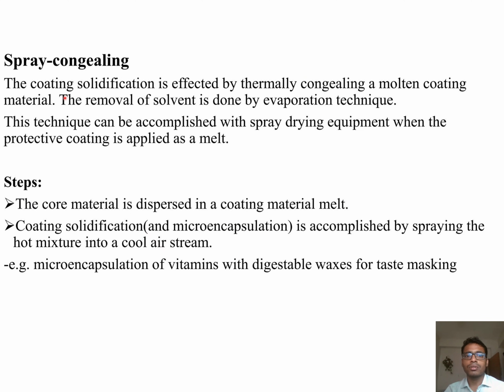In spray congealing, the coating solidification is affected by thermally congealing a molten coating material. The removal of solvent is done by an evaporating technique. This technique can be accomplished with spray drying equipment when the protective coating is applied as a melt. Actually this process is just like spray drying. First of all, the core material is dispersed in the coating material melt. This is very important: you have to provide the melt. Coating solidification and microencapsulation is accomplished by spraying the hot mixture into a cool air stream. An example is microencapsulation of vitamins with digestible waxes for taste masking.